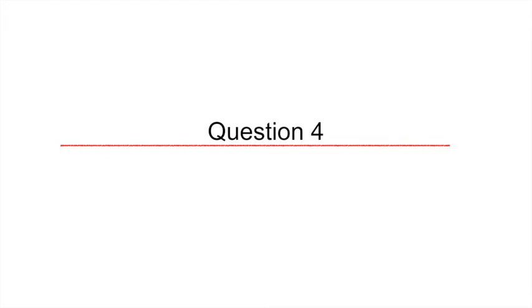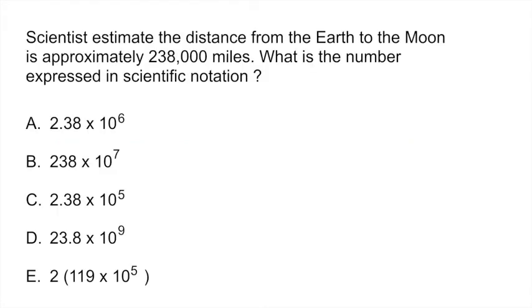Question four is a problem that looks at scientific notation. And remember that scientific notation is just a method that we use to express and work with numbers that are either very large or very small. And we usually express these numbers with an exponent, okay? And the exponent is telling you the number of times that you've moved your decimal point. So in this case, they're telling you that scientists estimate the distance from the Earth to the Moon to be approximately 238,000 miles. What is the number expressed in scientific notation?